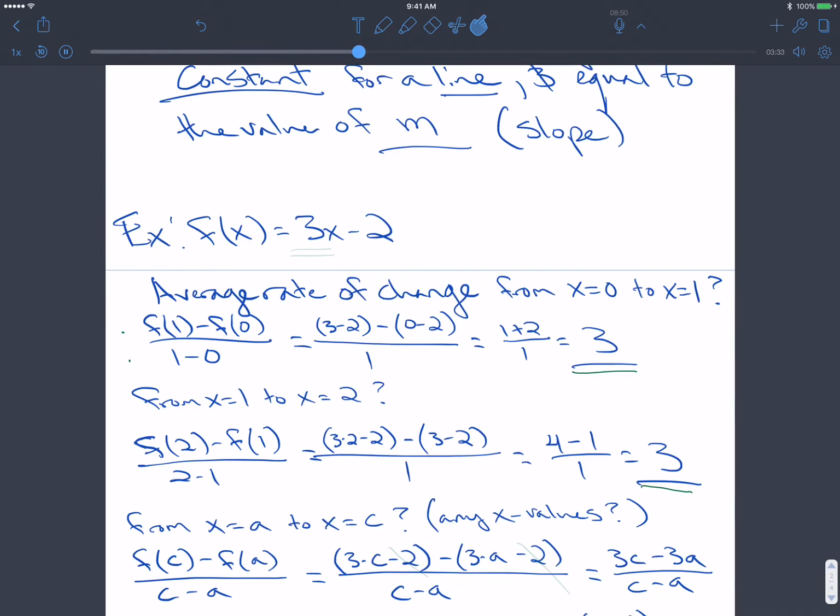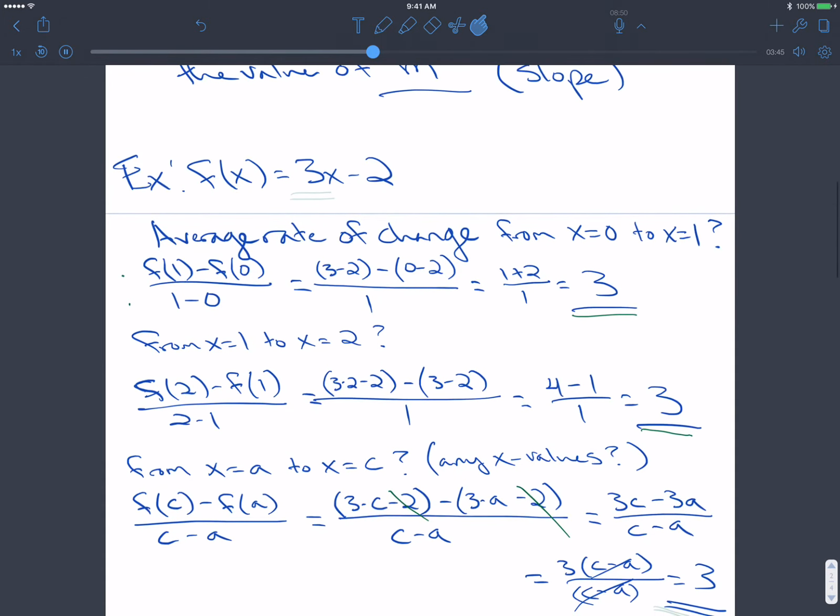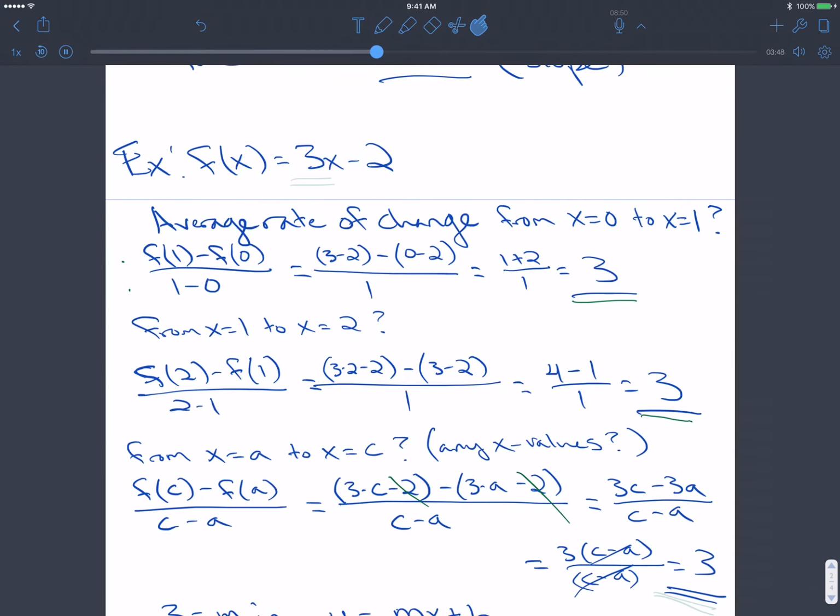3c minus 2 minus the quantity 3a minus 2, so I have a minus 2 plus a 2, they cancel. These guys are going to cancel. Leaving me with 3c minus 3a over c minus a. And I can pull the 3 out in front, 3 times the quantity c minus a, all divided by c minus a.